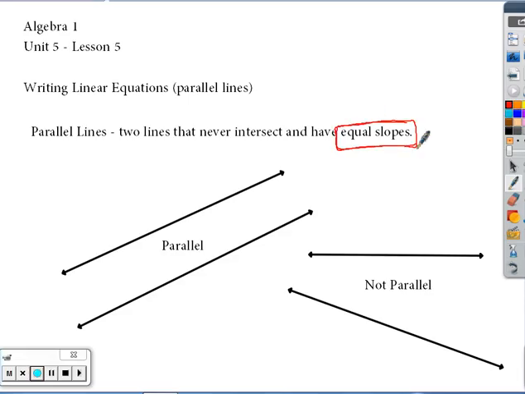The slopes of parallel lines are equal, and that makes sense because if the rise over the run is the same for both lines, then those lines are never going to get any closer to each other. Now these two lines are not parallel, even though they don't touch here. If we were to extend these lines, you would notice that eventually they would touch. So that's what makes them not parallel. Let's do a couple problems and see what this is going to look like.